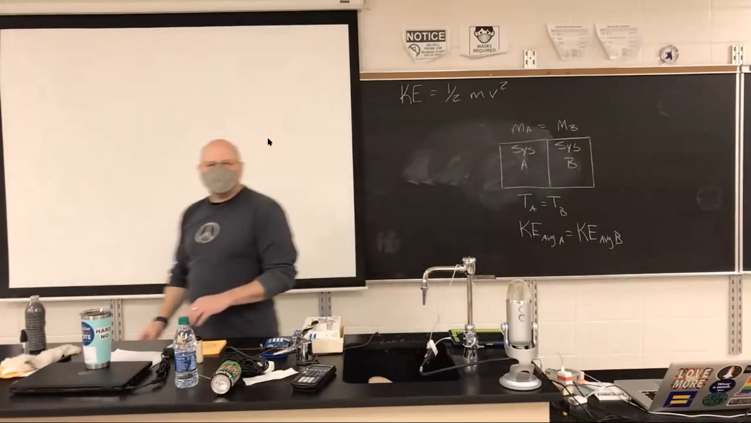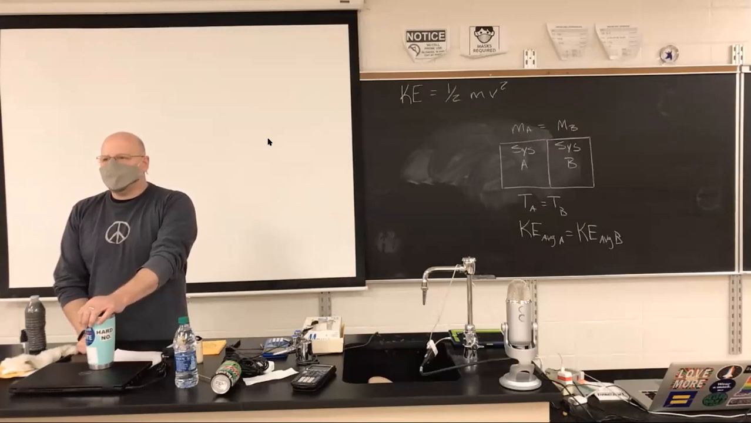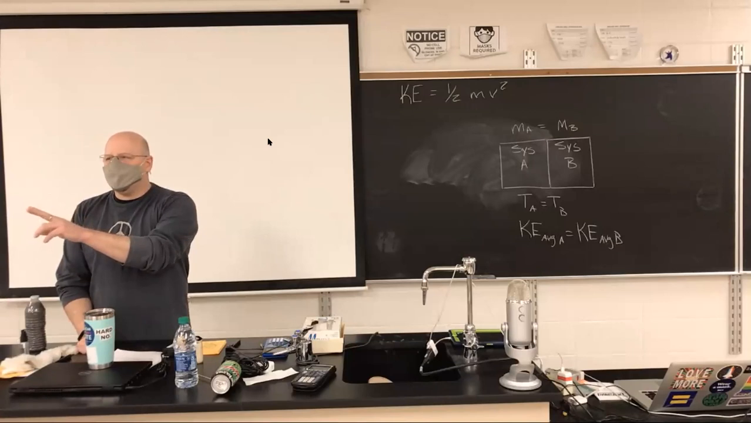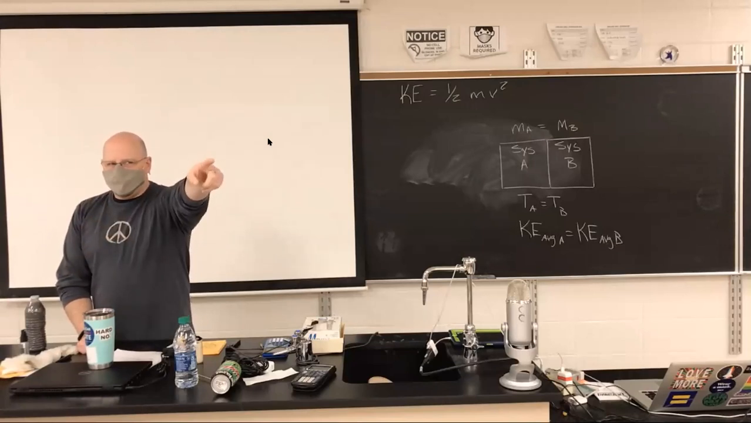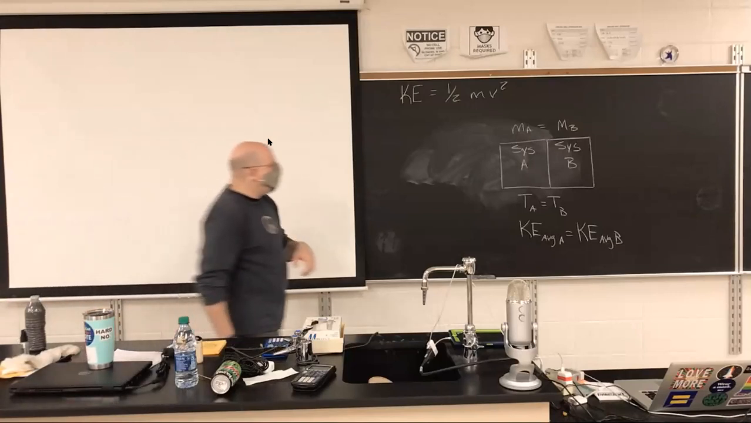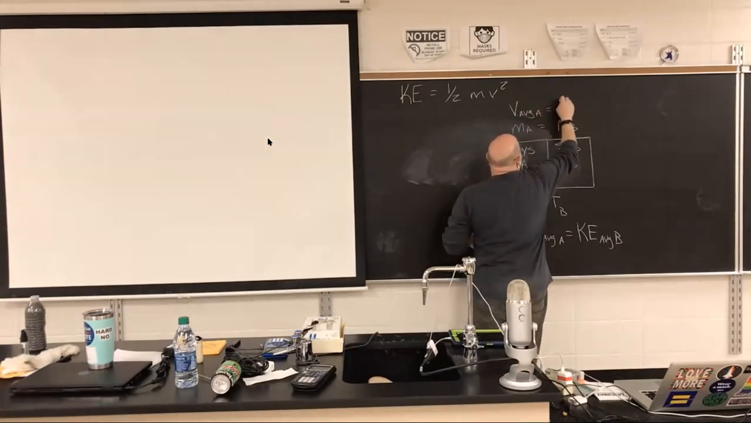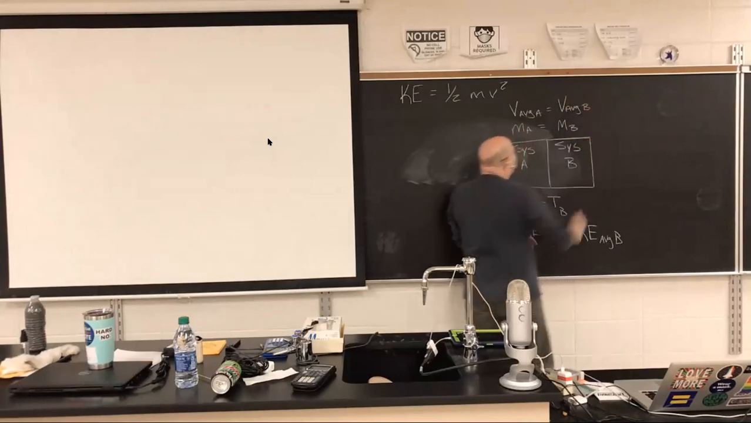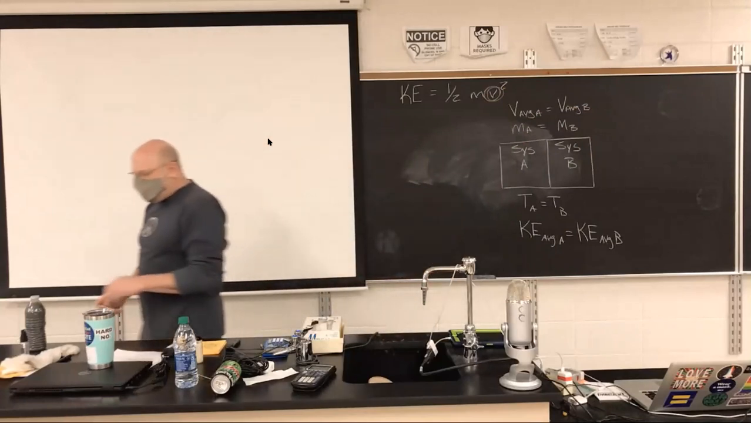What can we say about the velocities? The molecules that make up A and the molecules that make up B, what can we say about their velocity? They're the same, on average. You're right. On average, they have the same average velocity. That's going to that kinetic energy part. This right here is what's different of those molecules.